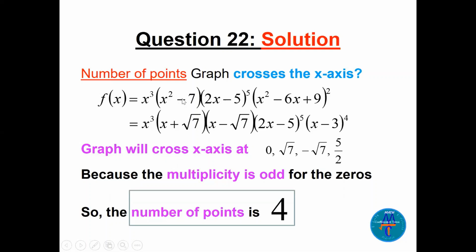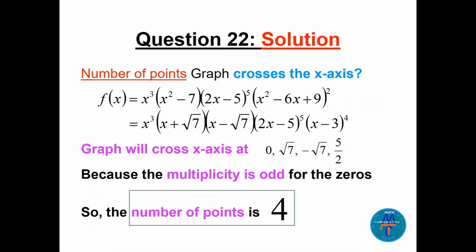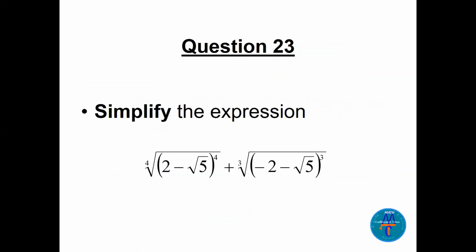See, this one, x squared minus 7, will be x plus square root of 7, x minus square root of 7. So at 0, it will cross. At square root of 7 or minus square root of 7, there are two numbers there. 5 over 2, because this is also odd, this will be tangent. So the number of points will be 4. So the function f will cross the x-axis at 4 values.